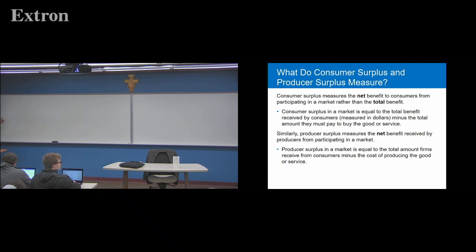But same idea, producer surplus is the net benefit received by producers from participating in the market. So the total amount of utility that they get from participating in the market would not include the cost of producing the goods or service. They have to take that total amount of utility minus the cost of producing the good or service. Then you get the producer surplus.